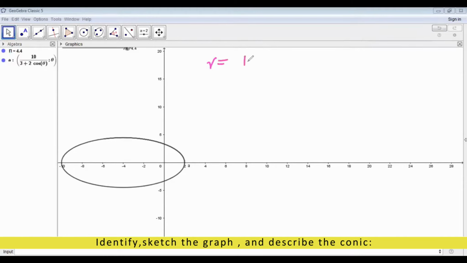Then r equals 10 by 3 plus 2 cos theta. So this is the equation of a conic. To find whether this conic is an ellipse, hyperbola, or parabola, first we compare it with the standard equation of an ellipse. Taking 3 common here, 3 times 1 plus 2 by 3 cos theta.